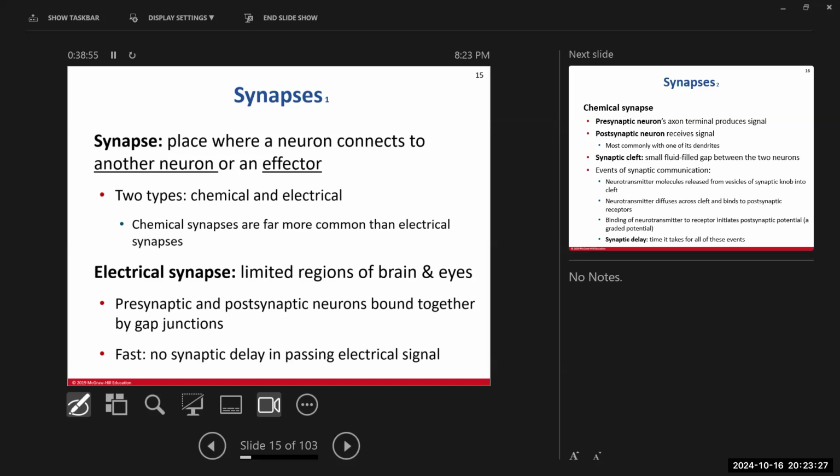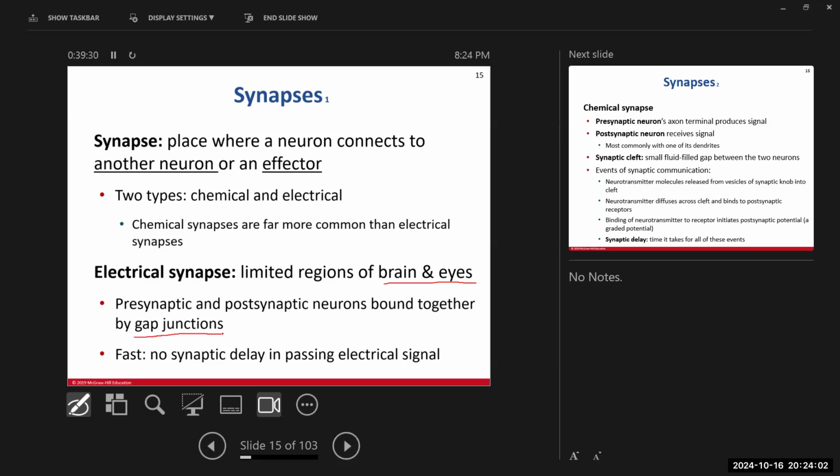We have chemical and electrical. So the chemical is much more common. We'll briefly talk about the electrical because we don't really spend too much time on the electrical. It's pretty much in the central nervous system and in your eyes, right? So in the brain and in your eyes. And the thing is, when you have a presynaptic neuron and a postsynaptic neuron that are attached to one another, they're attached through gap junctions. Do y'all remember? We saw gap junctions before in another tissue. Do y'all remember which tissue?